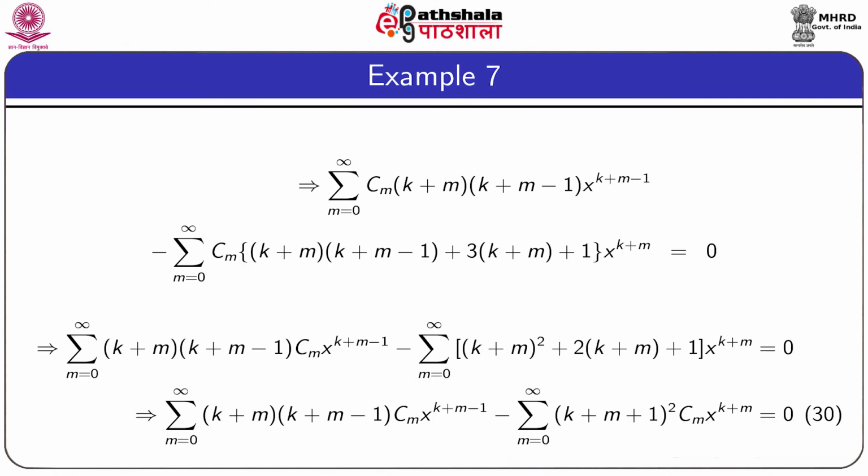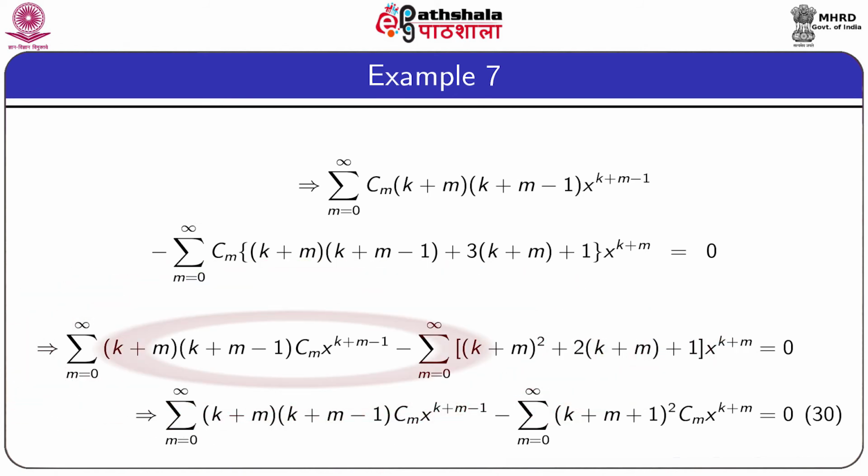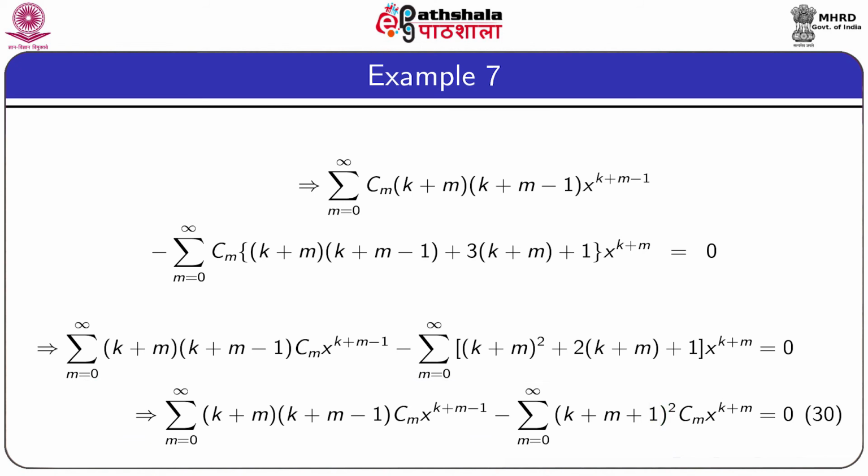And if we simplify, we will arrive at equation number 30, given by summation m equal to 0 to infinity k plus m minus 1 c_m x to the power k plus m minus 1, minus summation m equal to 0 to infinity (k plus m) whole square plus 2 times (k plus m) plus 1, x to the power k plus m, equal to 0, which implies summation m equal to 0 to infinity k plus m minus 1 c_m x to the power k plus m minus 1, minus summation m equal to 0 to infinity (k plus m plus 1) whole square c_m x to the power k plus m, equal to 0.